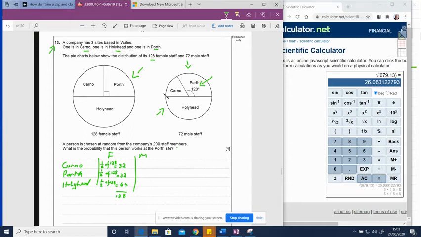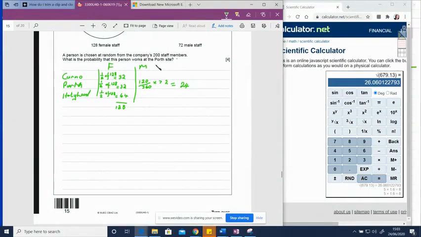Now, the number of males at Porth, we've got 72 men, but I'm going to work out a fraction. So 120 degrees out of 360 is the proportion of men that work at Porth. So if I multiply that by 72 and pop that into my calculator, I can see that gives me 24 men who work at Porth.